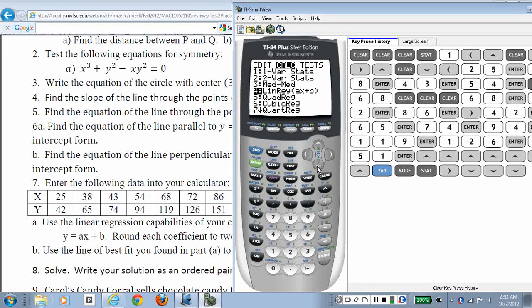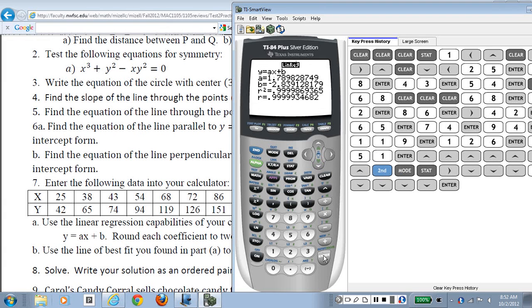When you do linear regression of the form ax plus b, on the older operating systems, it will display LinReg(ax+b) at the top, and you just press enter. On newer operating systems, it says all of this, getting you to confirm that sure enough, we're going to look at the L1 list and the L2 list, and then calculate. Enter.